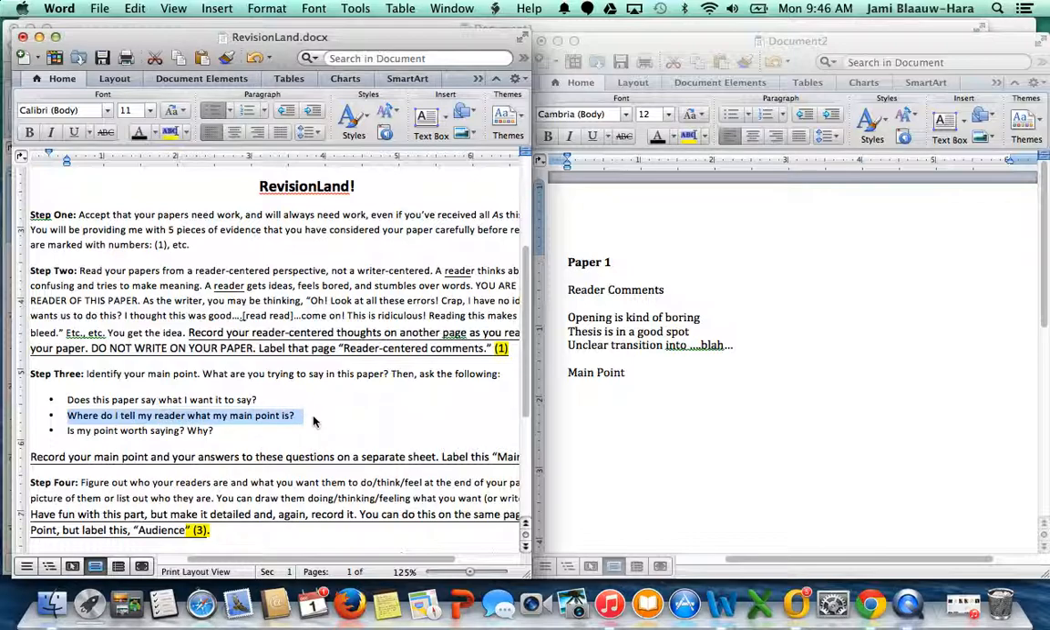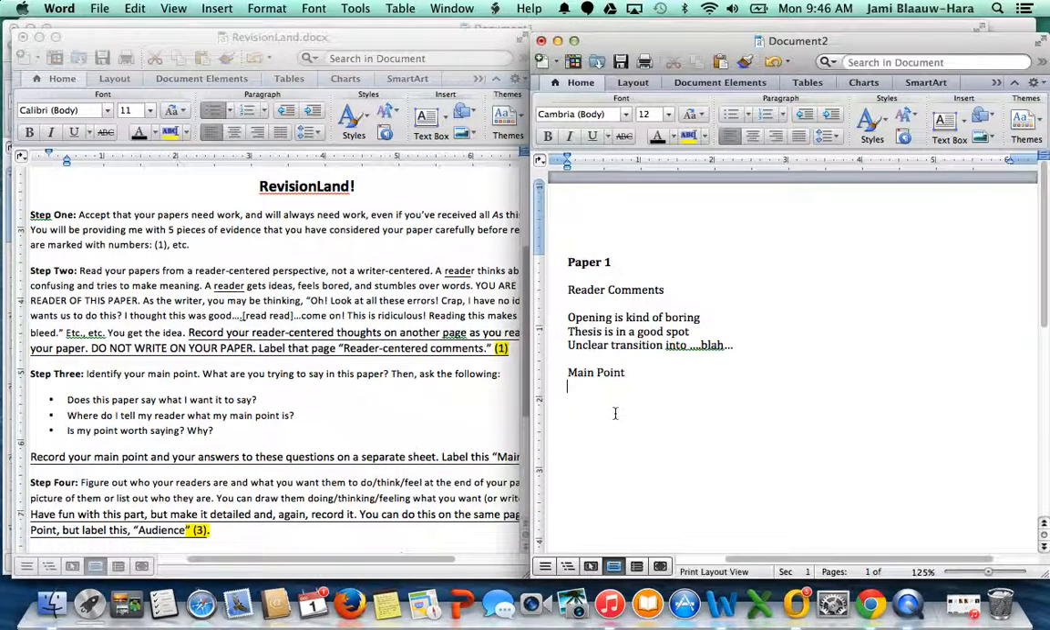This is where your thesis is, right? Your main point. Did you do it at the end? Did you do it at the beginning? And then, is my point worth saying? Is it worthy? Okay. And so your notes here would be like, I'm trying to say that I think the coil is super awesome, right? And does it say what I want it to say? The paper pretty much follows this, but has some extra stuff.